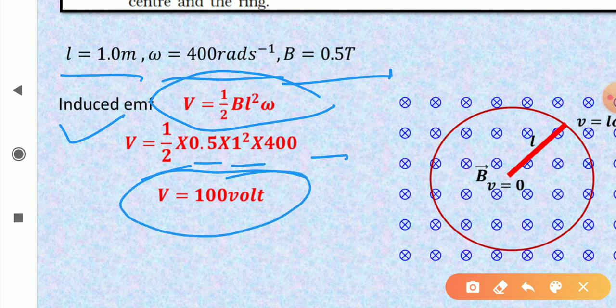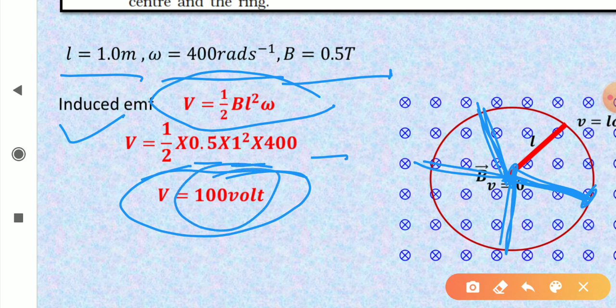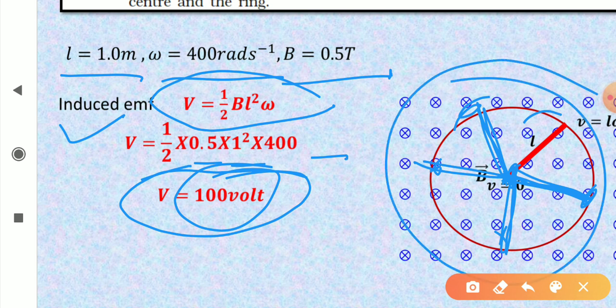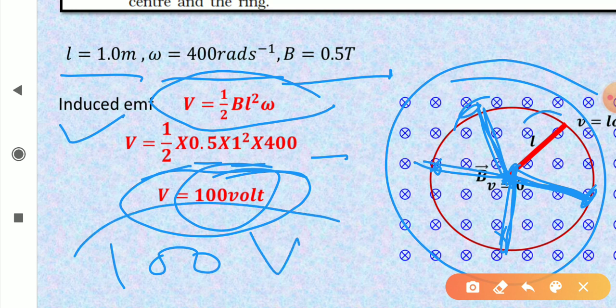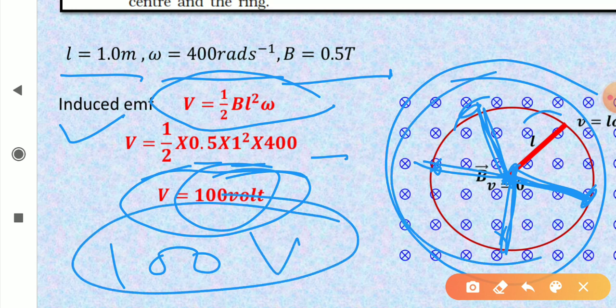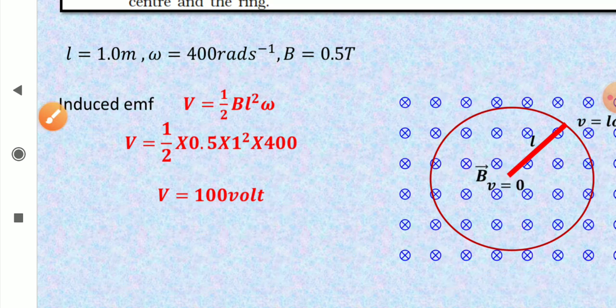So, I want to add one more thing. Supposing we had many similar rods like this. Let us assume that these are spokes of a cycle. Many similar rods, you know, they can be spokes of a cycle. Then across each spoke, the same 100 volt will be developed. And they all are connected in parallel. So, in that case also, the induced EMF will be 100 volt only. Such variations of questions are also asked.